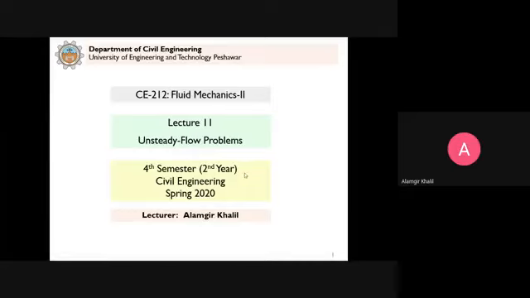Okay, Bismillah Rahman Rahim. So today is lecture number 11 and we will continue with the chapter Unsteady Flow Problems. In the previous lecture, we studied unsteady flow problems where the flow characteristics are changing with respect to time in a fluid flow. And there are two main types of unsteady flow problems that we are going to cover in this chapter.